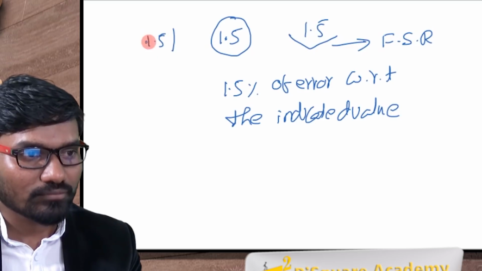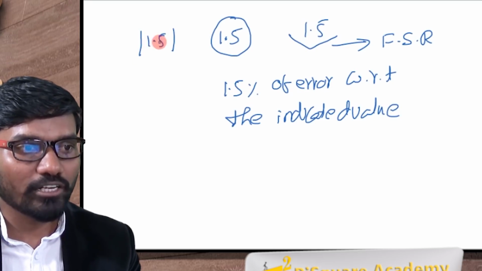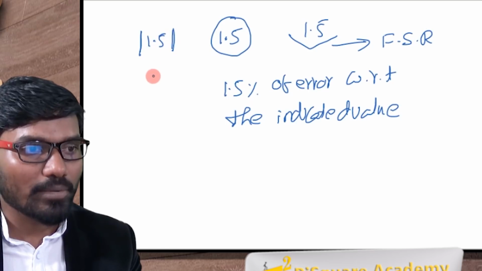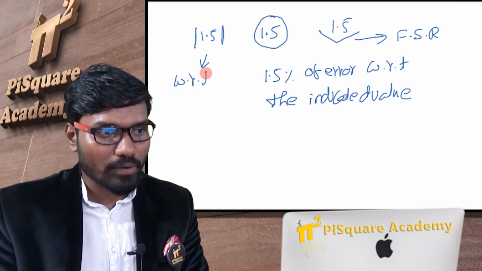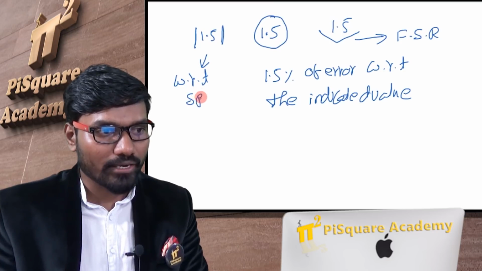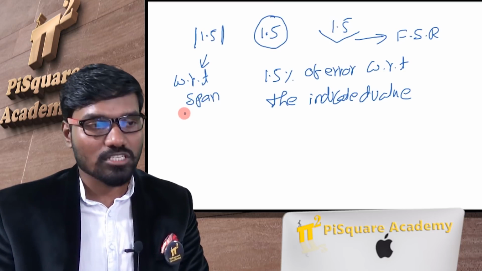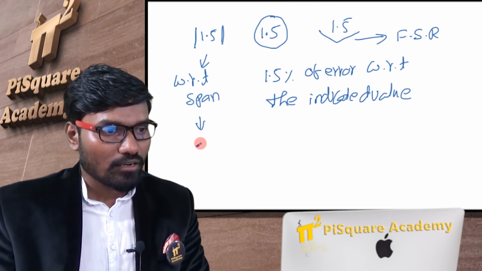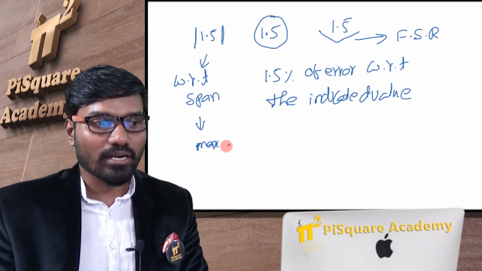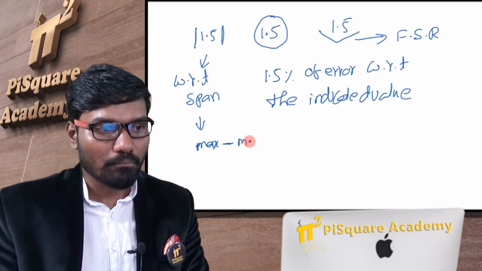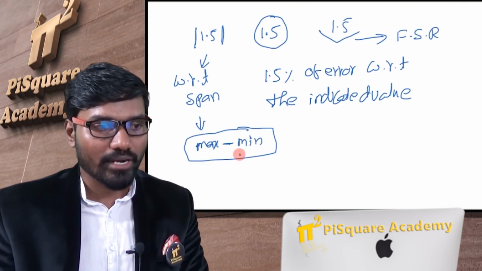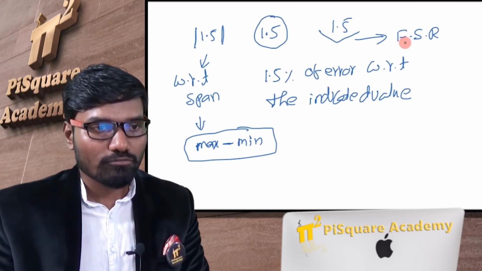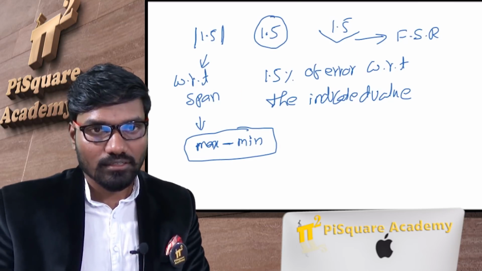Sometimes they will give something like this, 1.5 and this. Means 1.5% of the error with respect to span. With respect to the span. Span means maximum value, maximum reading minus minimum reading. Maximum reading minus minimum reading. I'll tell you what is the difference between full scale reading and span.